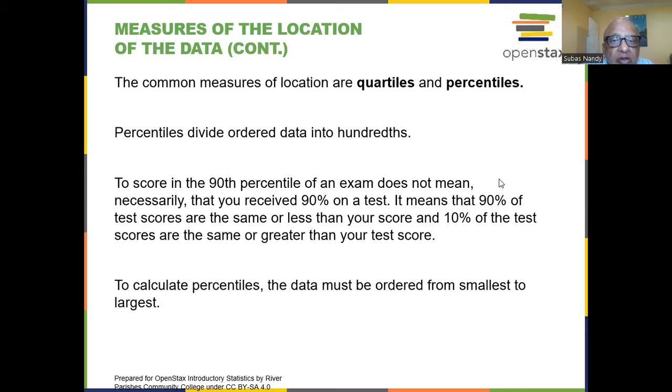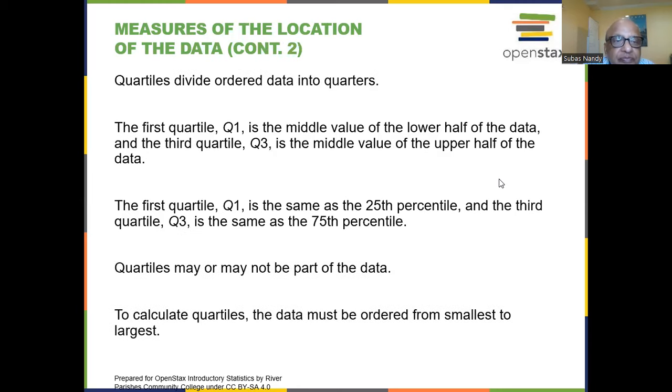The common measures of location are quartiles and percentiles. Percentiles divide ordered data into hundredths. To score in the 90th percentile of an exam does not necessarily mean that you received 90% on the test. It means that 90% of the test scores are the same or less than your score, and 10% of the test scores are the same or greater than your test score. To calculate percentiles, the data must be ordered from smallest to largest.